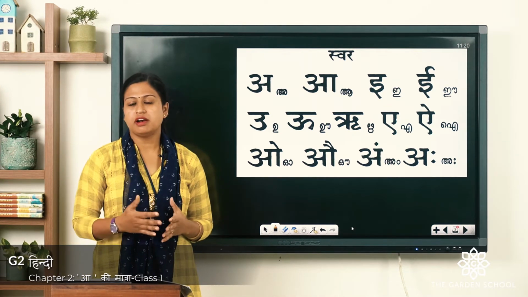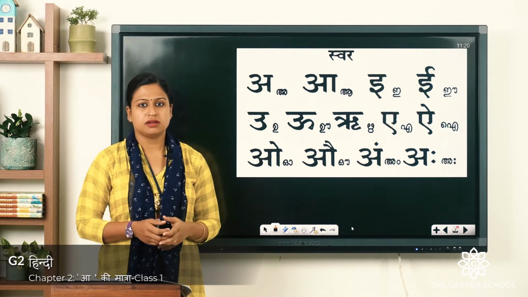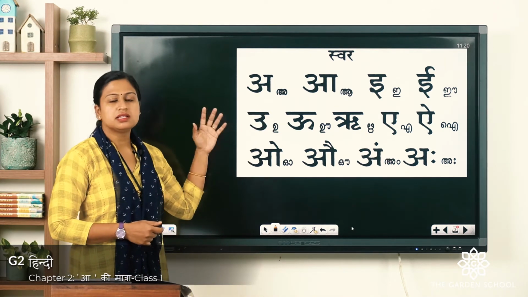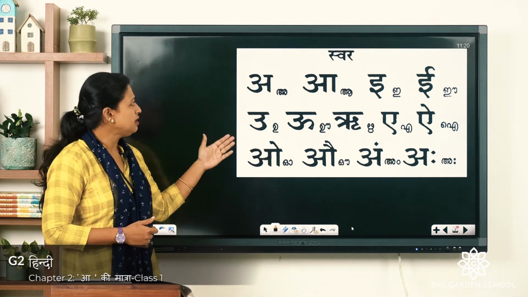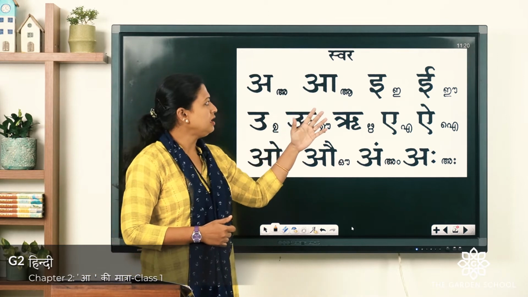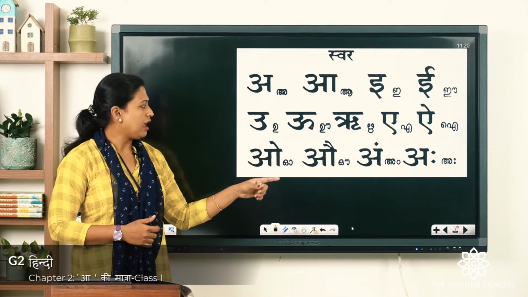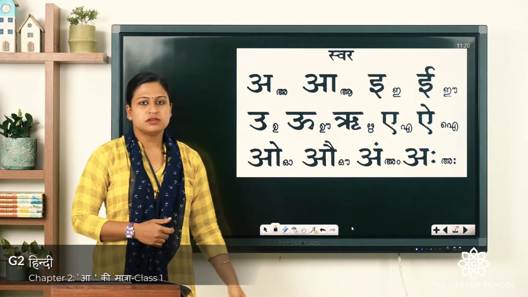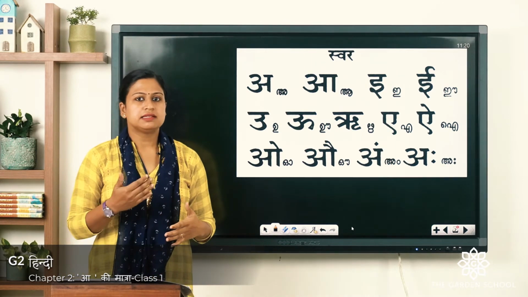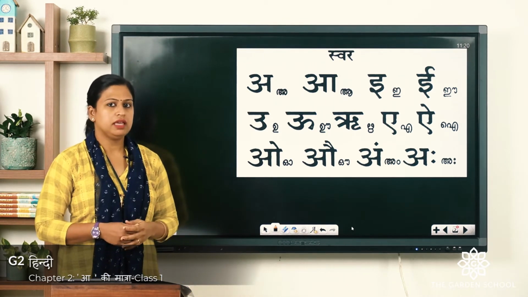We know that Hindi letters consist of Varnamala, that is Vyanjan and Swar. So this is Swar. In English we say vowels. So you can see a, aa, i, ee, u, oo, ri, e, ai, o, au, am, ah. Before starting the symbols, you have to write these letters in your Hindi notebook.